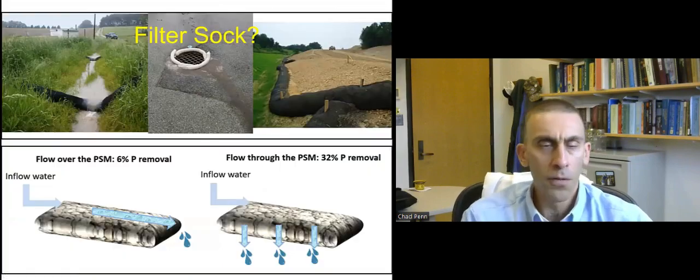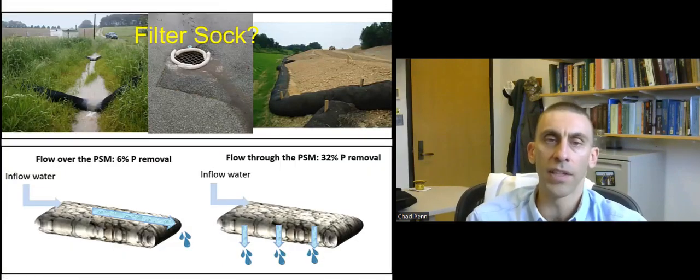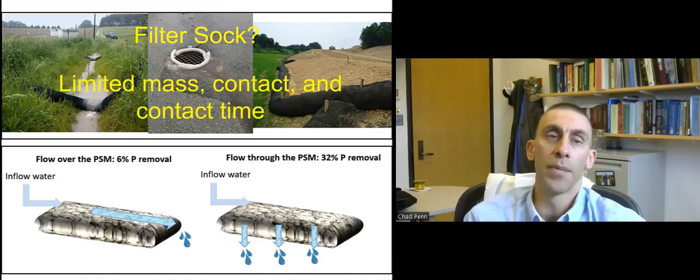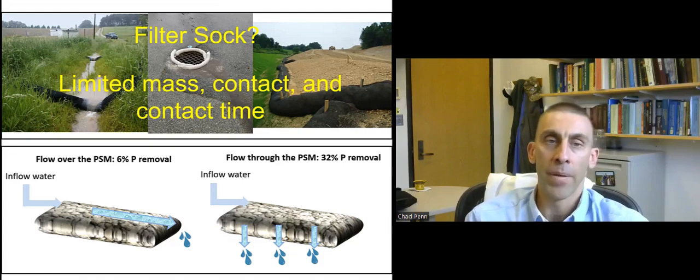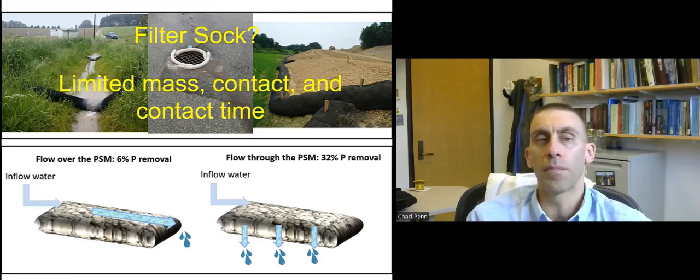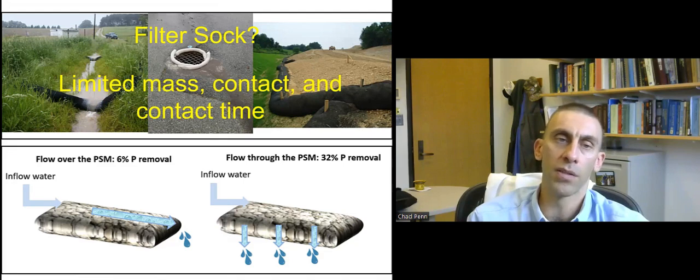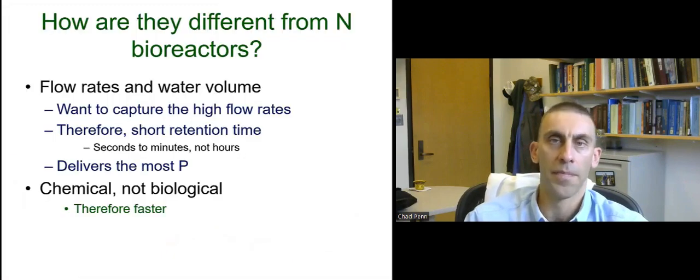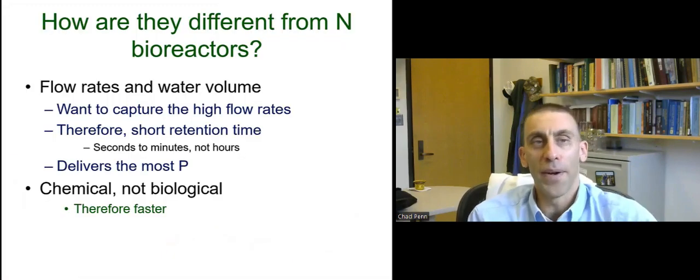Similarly, filter socks. Filter socks are a nice idea, but they don't work for similar reasons. In fact, they're worse. Obviously, they also contain a very limited mass of filter media, and they have very poor contact between the media and water, and a low contact time. A phosphorus removal structure cannot remove phosphorus unless water flows through it. It can't just flow over the top. So you've got to go big. Go big or go home, as they say, right?